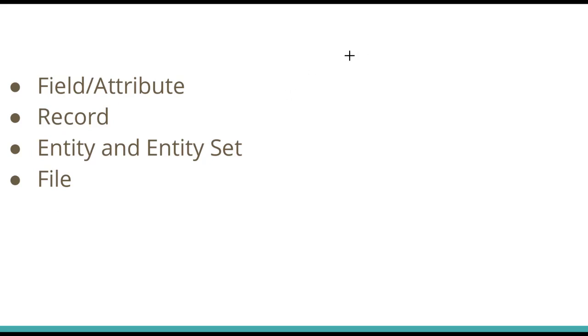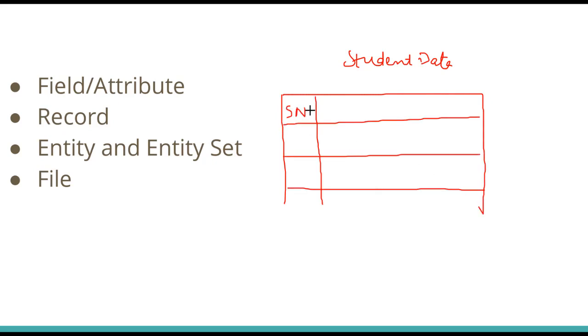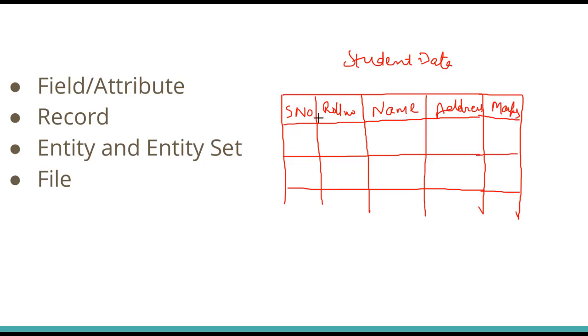For more clarity, let's take an example where we will be storing student data. Let's draw a table here to store that data. Let's say we want to save serial number, roll number, name, address, and let's add one more column here for marks. These values, serial number, roll number, name, address and marks, are the properties of each student, and these properties are known as fields or attributes because these define some characteristics of a student.